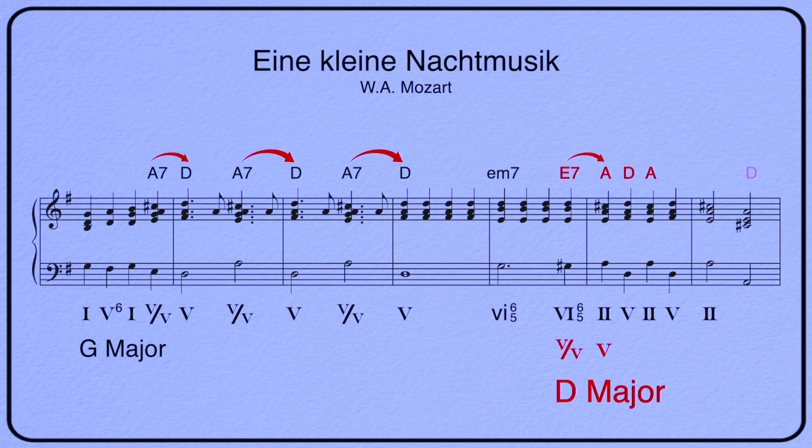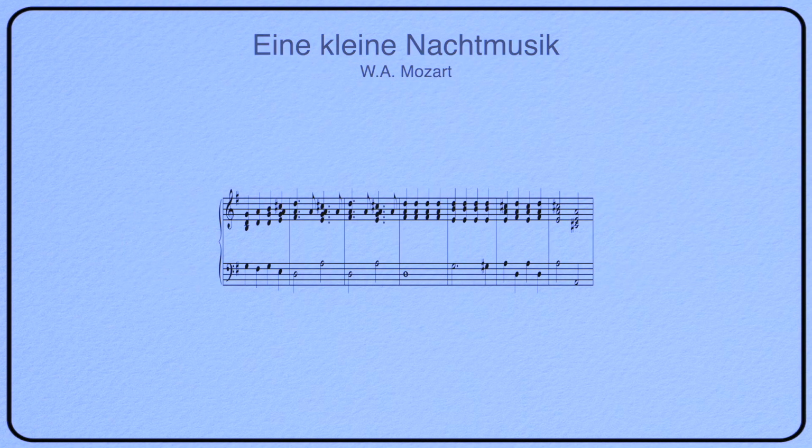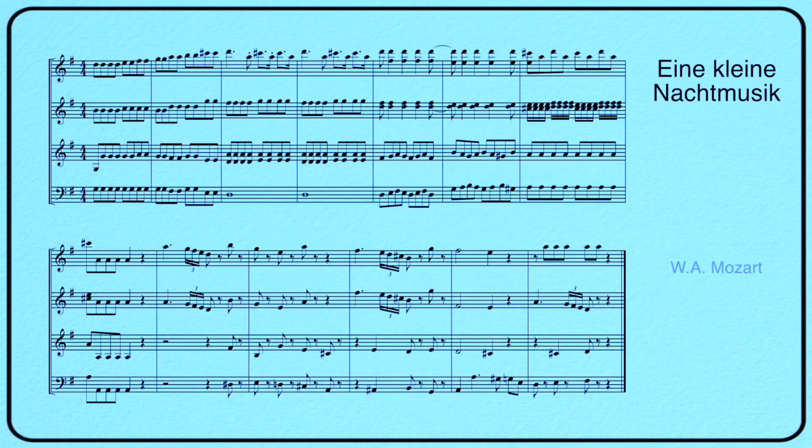So D, A was 5-2, 5-2 in the old key. Now it's 1-5, 1-5 in the new key. Let's hear the whole thing one more time, and this time we'll go on and we'll hear what Mozart does after he's modulated.